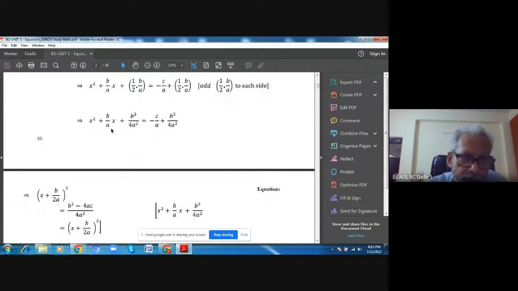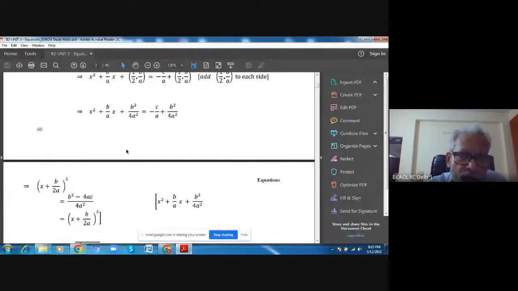So finally, x plus b by 2a, you can take it. If you add it and square it up, then this thing will come out. So finally, you can see here what they did.